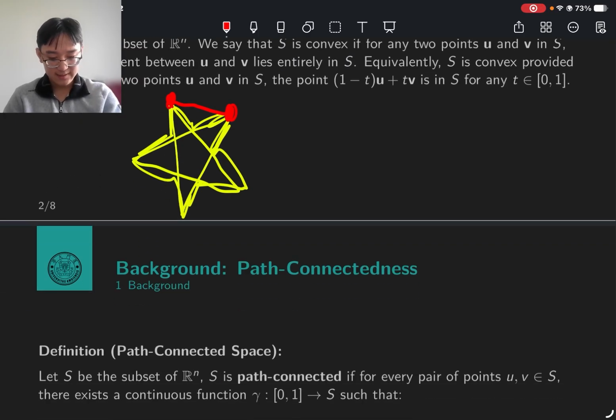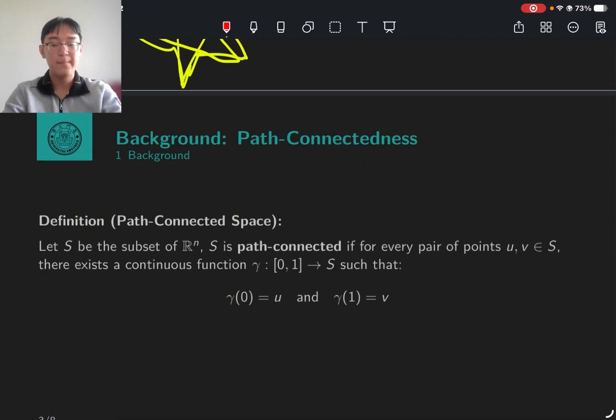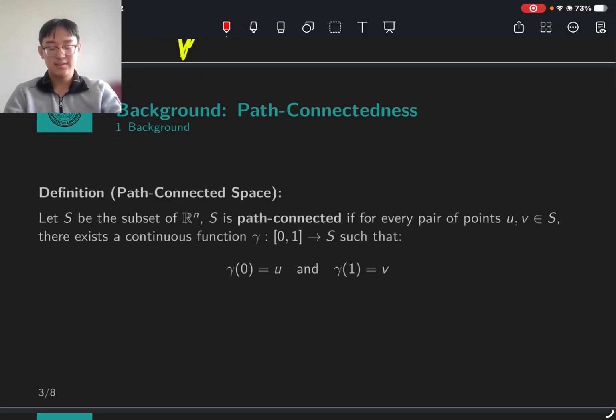And now this is the definition of path connected. For path connected, we just need to focus on three requirements. Firstly, the function must be continuous. Second, the image of the function is inside the set S. And third, the two points gamma 0 and gamma 1 are correspondingly U and V.